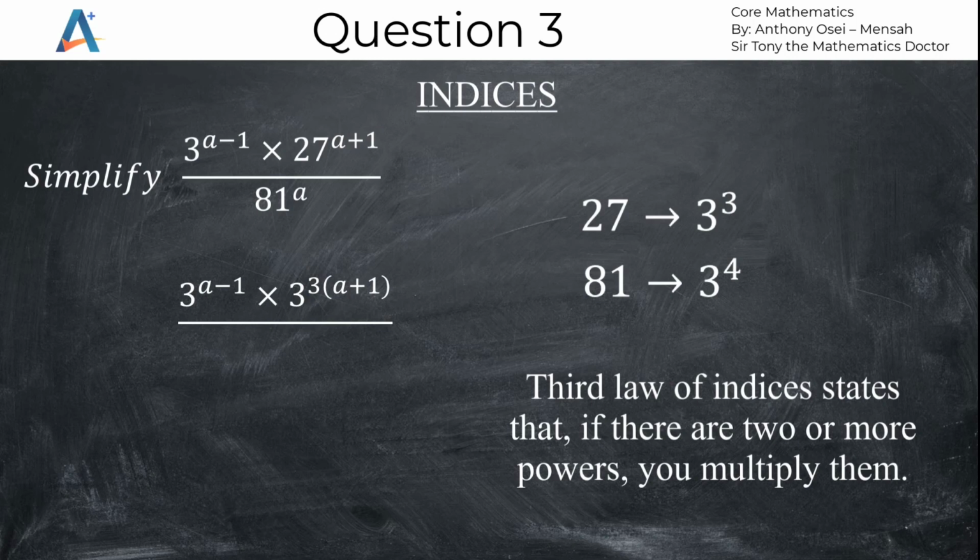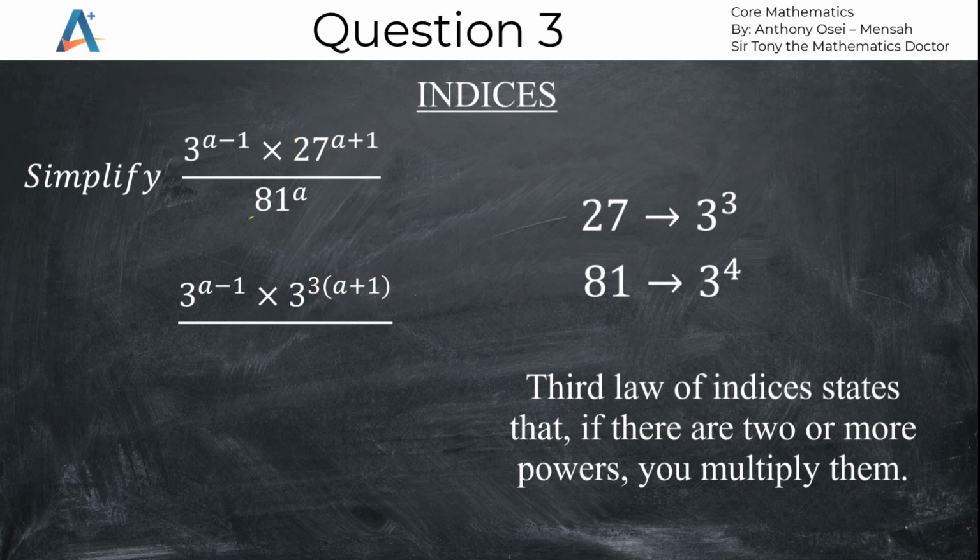I'll use the multiplication sign as the bracket. So it will be 3 times a plus 1, and that is what I've done here: 3 times a plus 1. So note that 3 is the base, and the power 3 here, 3 power 3, is 27. Then the power a plus 1 is still there.